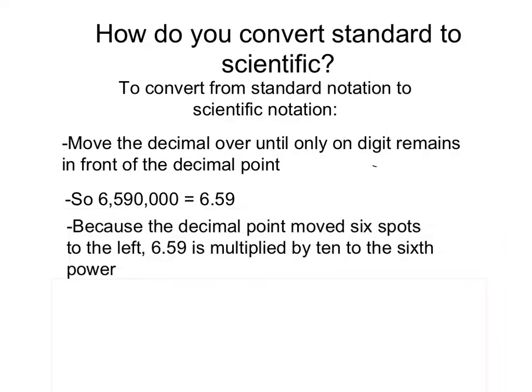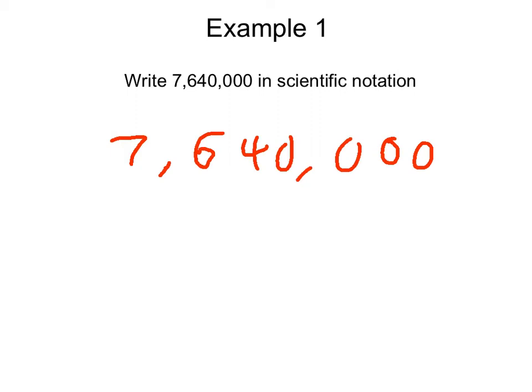So 6,590,000 converted to scientific notation would become 6.59 times 10 to the 6th power. Let's try it out. Take 7,640,000 in standard notation and try converting that to scientific notation.